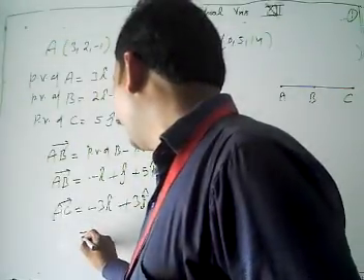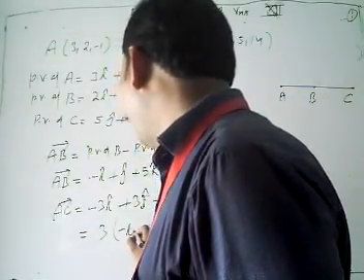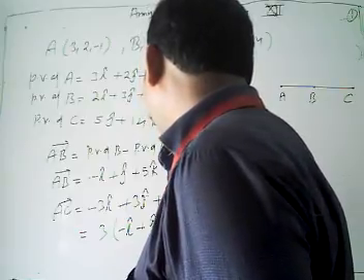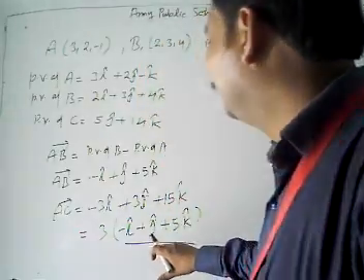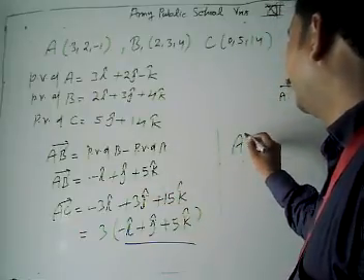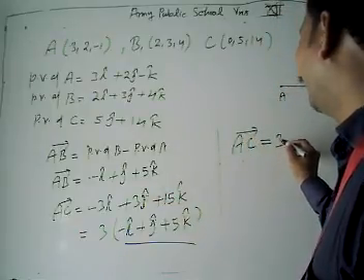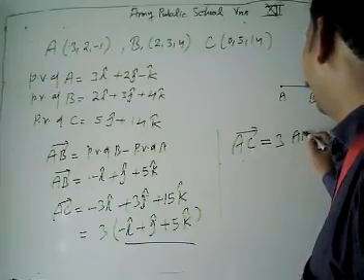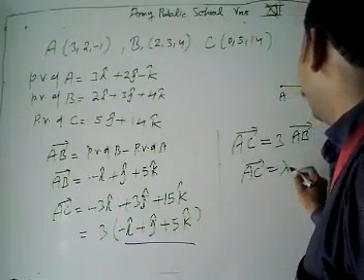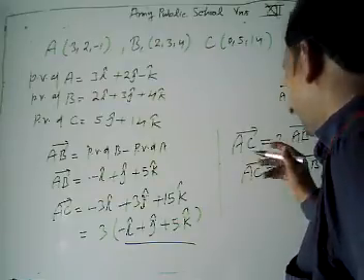Now we take 3 common. Then what do we have? Minus i cap plus j cap plus 5k cap. What is this? This is our vector AB. Now look what we have shown: our vector AC is 3 times AB, which means AC is equal to some lambda times AB.